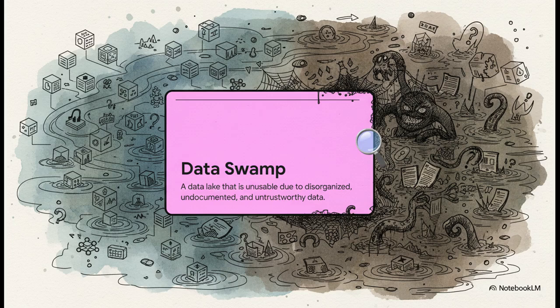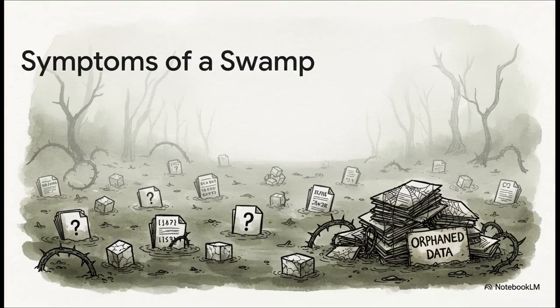You end up with a data lake that's so messy, so poorly documented, and so full of questionable data that it becomes completely useless. You have all the data in the world, but you can't find anything, you can't trust anything, and you can't understand any of it. And you know you're in a swamp when data just vanishes, when nobody knows what anything means anymore, and when the quality is a total mystery.